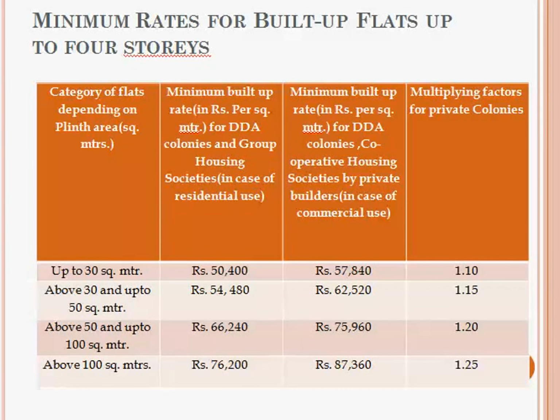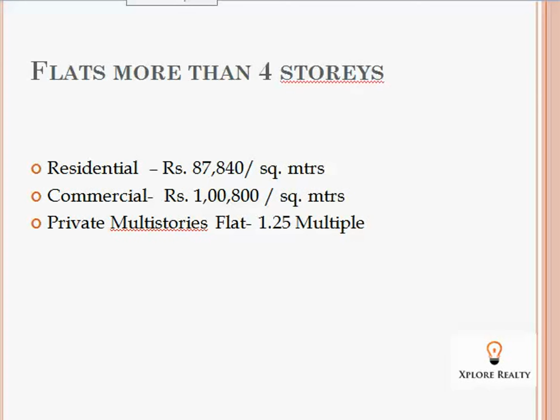In order to calculate stamp duty for built up flats up to 4 stories, government has given parameters for DDA, cooperative housing societies, developed by private builders and private colonies. Both in residential and commercial purpose, the circle rate is clearly given, and these circle rates differ depending on size of units. And for flats which are more than 4 stories, a flat circle rate is given for residential, commercial and private multi-story apartments.